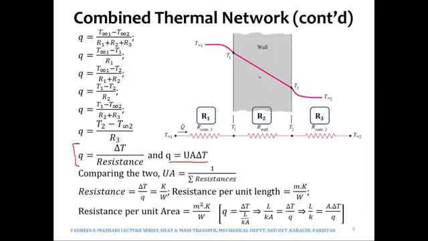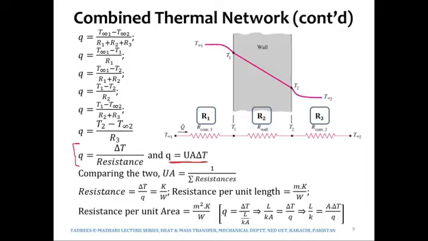What are the units of U? See, if we compare Q is equal to UA delta T with Q is equal to HA delta T, then it will not be difficult for you to figure out the units of U. U would have the same units as that of h, meaning watts per meter square Kelvin.